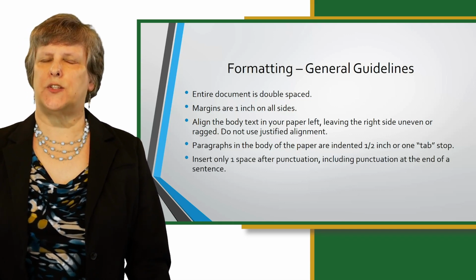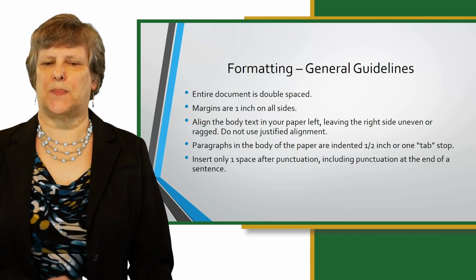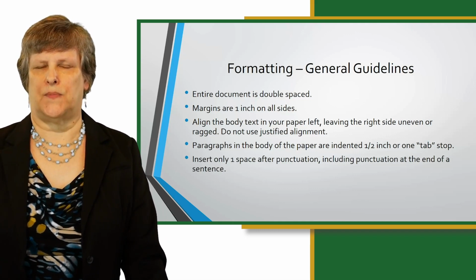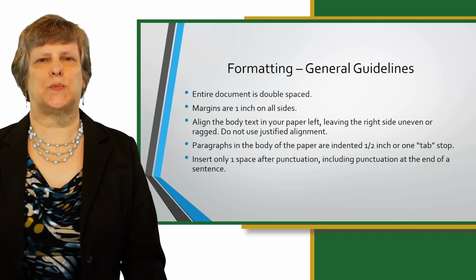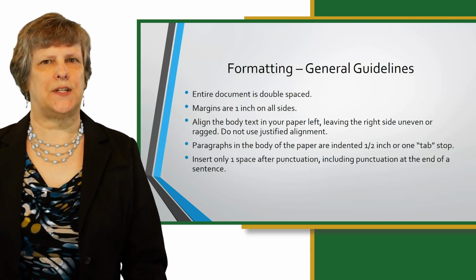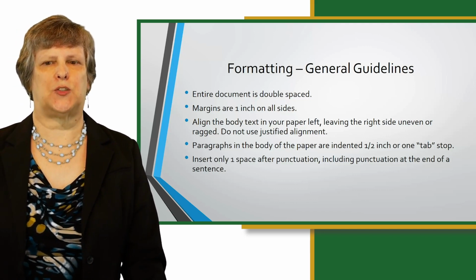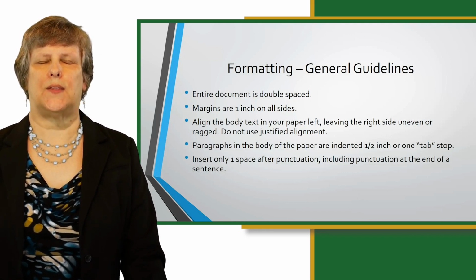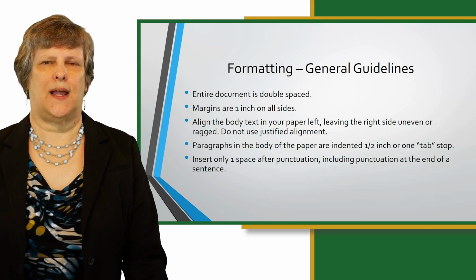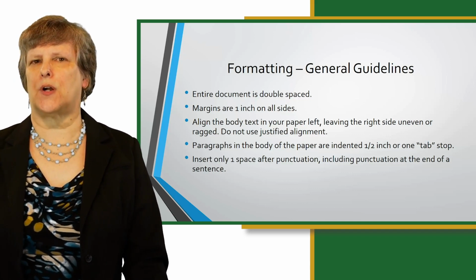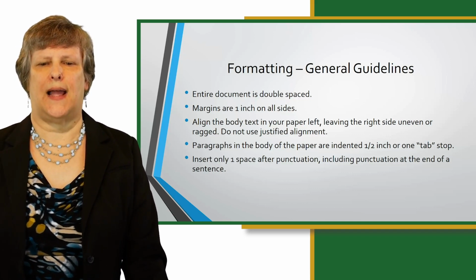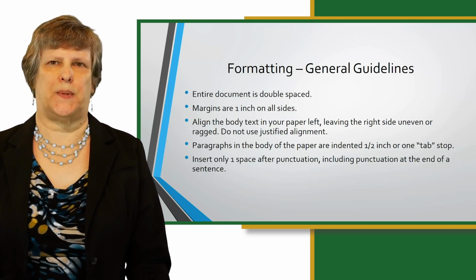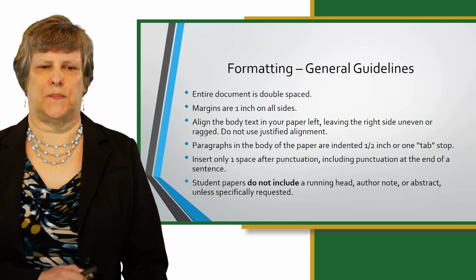You only want 1 space after punctuation. Now this is something very different in the 6th edition. After a period, you hit the space bar twice. In the 7th edition, after a period, you hit the space bar once. So even at the end of a sentence, only hit the space bar 1 time after a period, 1 time after a colon, 1 time after a comma. After every punctuation mark, you only hit that space bar once. That's a big change from the 6th edition.